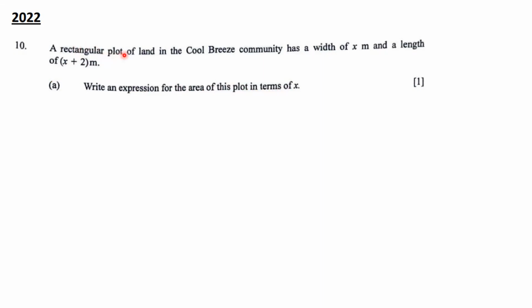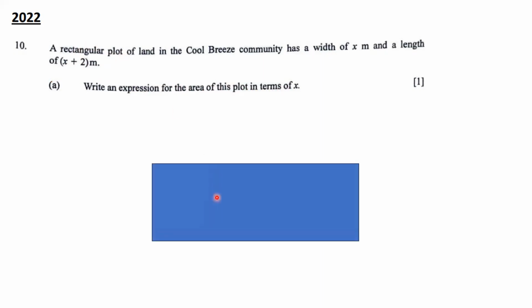It's a rectangular plot of land, so let's look at the rectangle. We know that the width of the rectangle is x. Remember, the width is the shortest side. And the length, which is the longest side, is x plus 2. What is the area? Remember, area is length times width. So we basically have to multiply these two. Multiply length times width, and we have x multiplied by x plus 2.